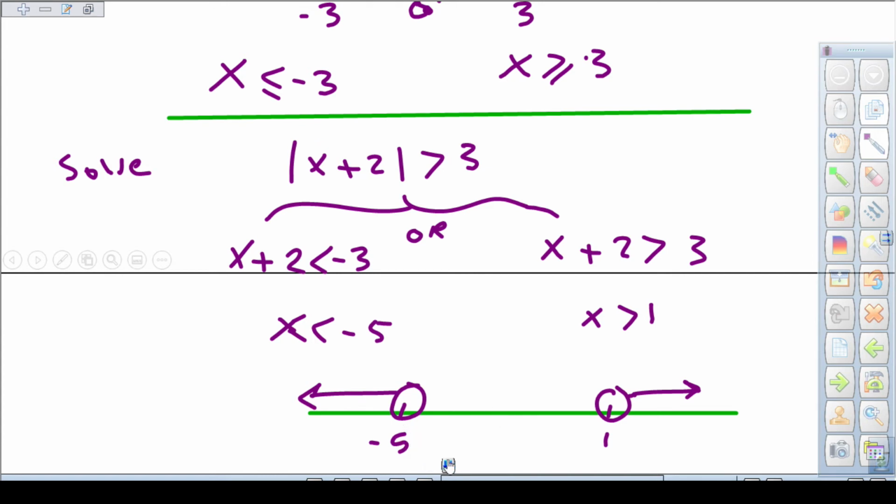Okay, and go ahead and give me interval notation for this one. Be careful. Some of your other classes did not get that correct. How would you write that down, interval notation?